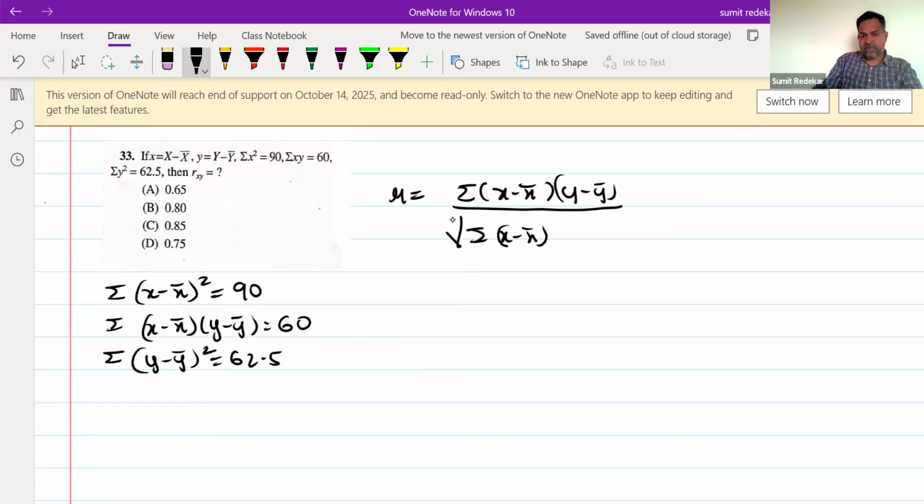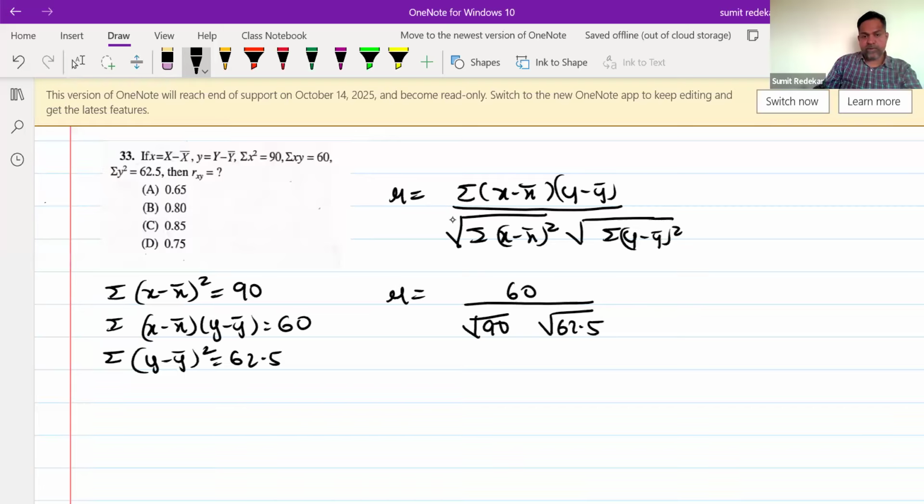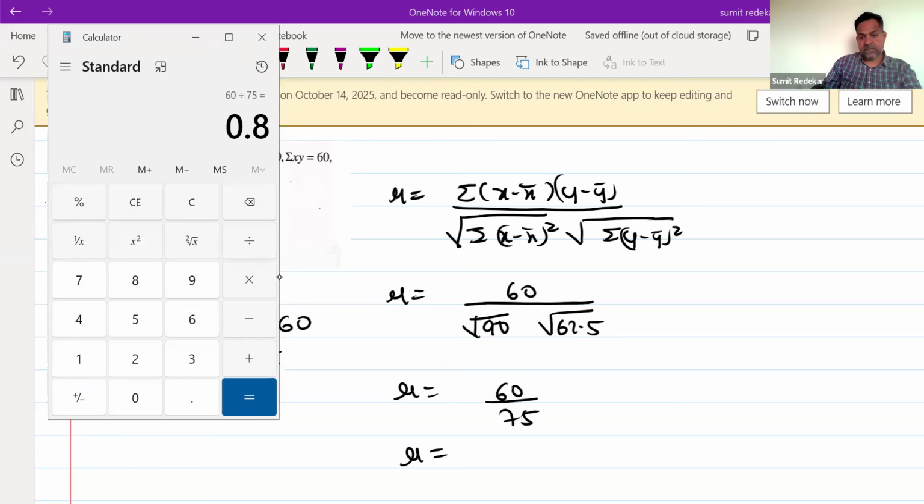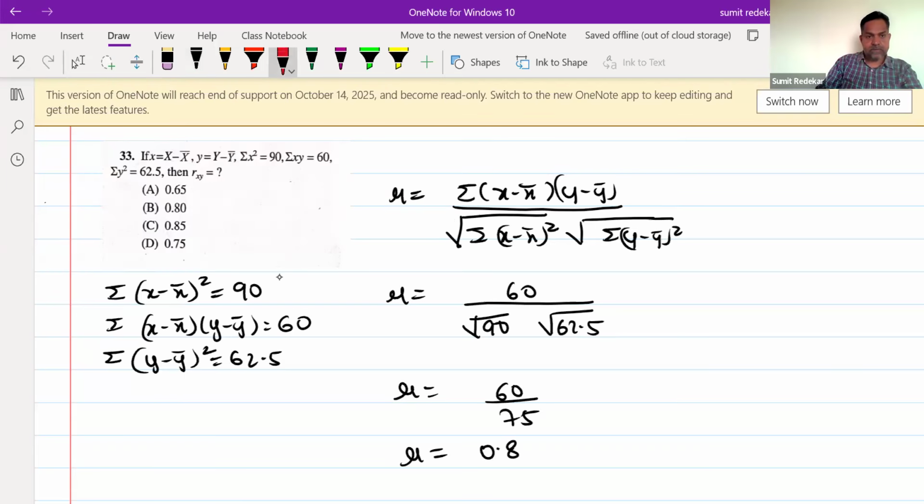क्योंकि ये वाला formula is independent of what the values of n are. So this is going to be 60 divided by the root of 90 into the root of 62.5. अब independently 90 and 62.5 perfect squares नहीं हैं, पर भरोसा, multiply कर दो तो हो जाए. 90 into 62.5 is 5625, का रूट ले लूं तो perfect 75 आ जाता है. तो r is 60 divided by 75, and the answer there is 0.8. So the answer there is B, 0.8.